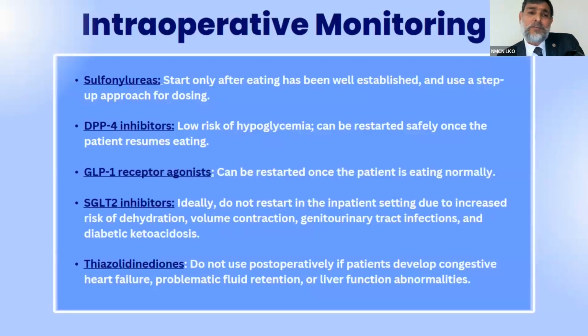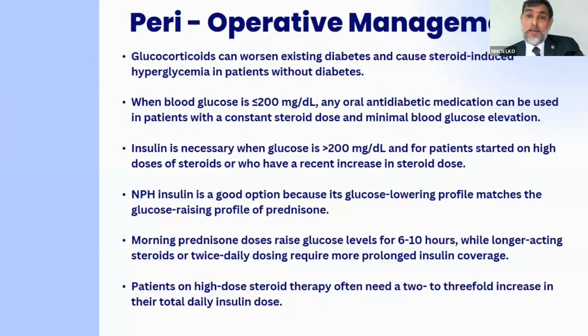Then intraoperative monitoring: sulfonylurea, DPP4, GLP-1, SGLT2, and as we discussed, these are to be avoided. Then perioperative management. Glucocorticoids are mostly used in long surgeries, and this can worsen existing diabetes and cause steroid-induced hyperglycemia in patients without diabetes. So when blood glucose is 200 or under 200, any oral anti-diabetic medication can be used in patients with constant steroid dose with minimal glucose elevation.